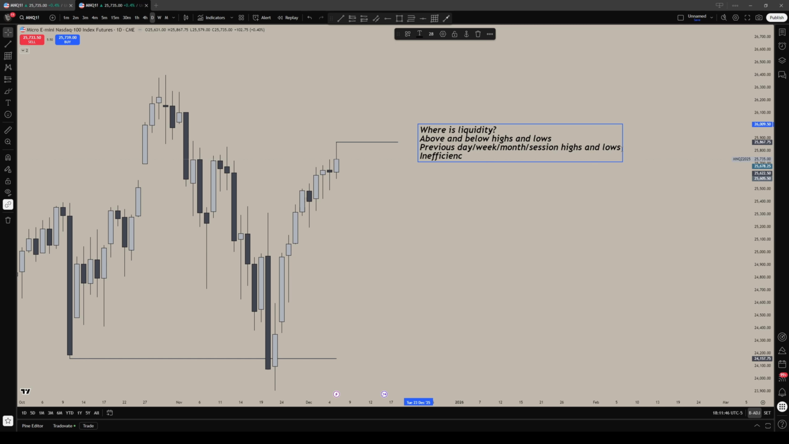Inefficiencies, slash imbalances. Let's just say imbalances. And sorry, I'm recording this at 1 in the morning. Imbalances. And why? Because an imbalance is basically what happened was price ate so much of all the pending liquidity that was here, and it left a vacuum.